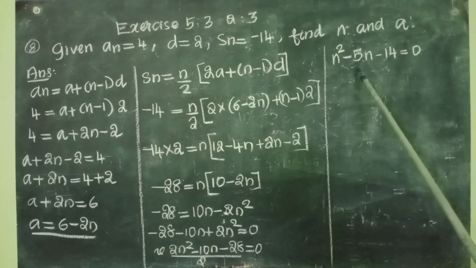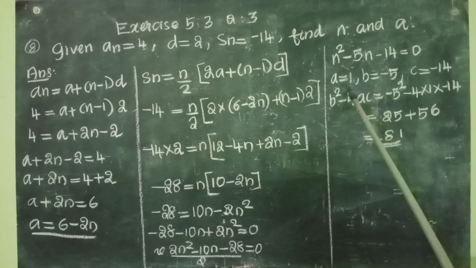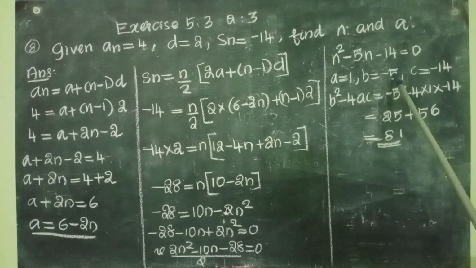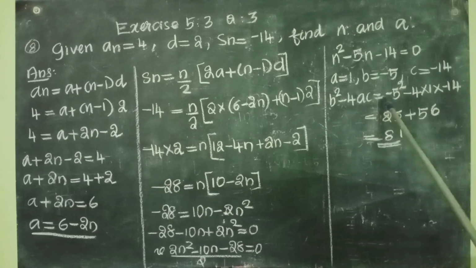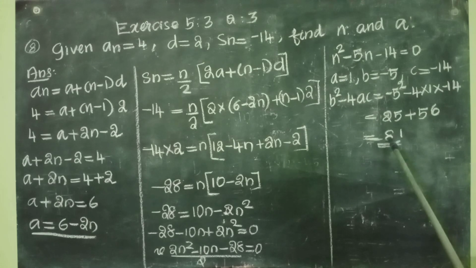So we can find out b square minus 4ac first. A equal to 1, b equal to minus 5, c equal to minus 14. b square minus 4ac equal to minus 5 square minus 4 into 1 into minus 14. That is equal to 25 plus 56. That is equal to 81.